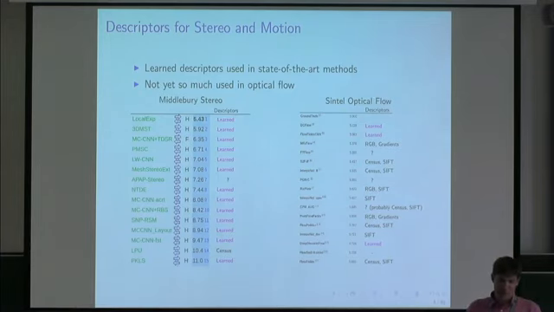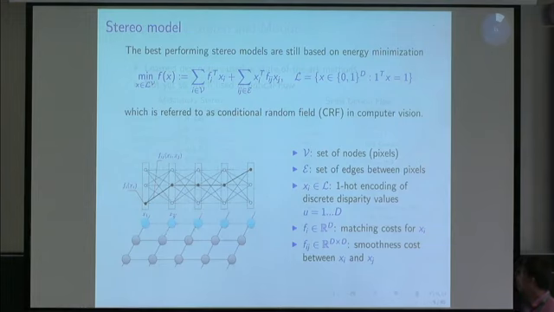So first, I would like to talk about the stereo model, which is based on labeling and discrete optimization. Then I will show you how you can do learning in order to get better descriptors used in the stereo model. And then I will go over to motion.